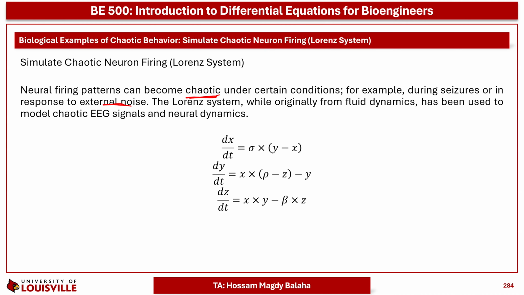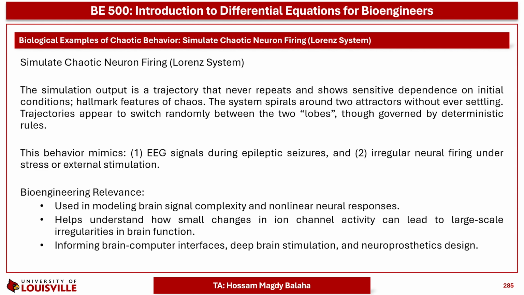In the system, we have three variables, x, y, and z, and these are the different equations for the three variables. The corresponding simulation output is a trajectory that never repeats and shows sensitive dependence on the initial conditions. The system itself spirals around two attractors without ever settling, and the trajectories appear to switch randomly between the two loops, though governed by deterministic rules.